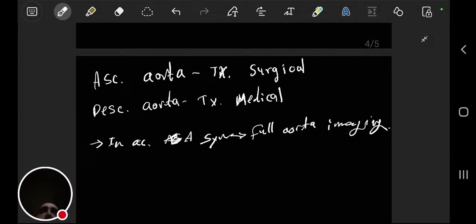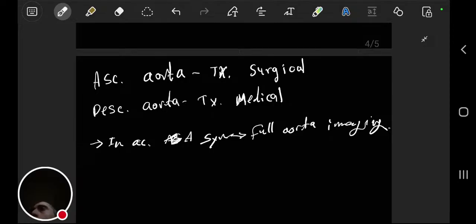So when you find an acute aortic syndrome of some etiology, I mean dissection, intramural hematoma, or penetrating atherosclerotic ulcer, don't forget to obtain imaging of the full aorta itself to look for other pathologies that may be even worse. Okay?